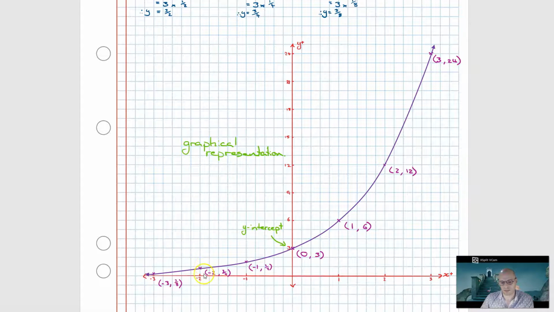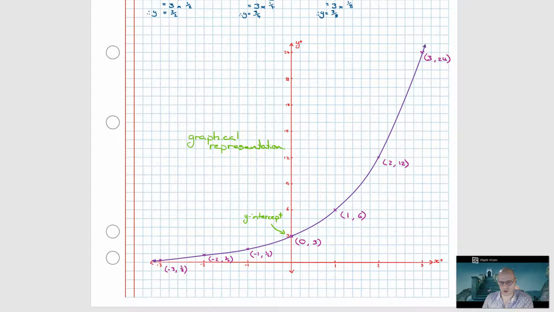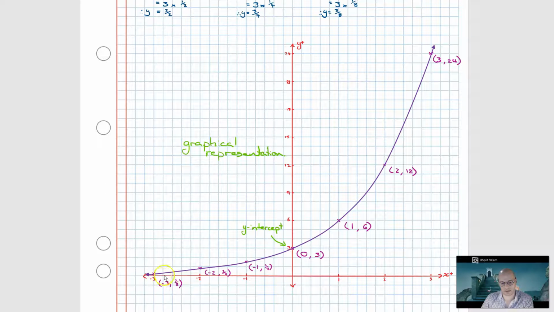Eventually what will happen is that as x becomes increasingly negative, the value of y will get closer and closer to 0. It's never actually going to get there, but it gets really, really close. We'll cover this concept in a later lesson. Now, on the other side of the y-axis, so in the positive x region, what we find is that as x is becoming more and more positive, the jump between y values is increasing. So from here to here, there's an increase of 3. From here to here, there's an increase of 6, and from here to here, there's an increase of 12.